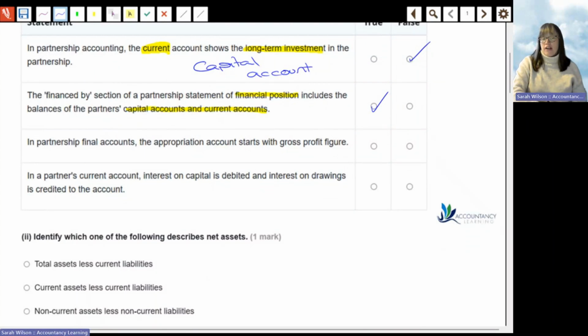In partnership final accounts, the appropriation account starts with the gross profit figure. Be careful with this one, don't jump straight in, because yes, we do need a profit figure, but the figure that we need is the net profit, not the gross profit. Gross profit is only revenue minus cost of sales, but we need to then take out all the operating expenses as well before we put it into the appropriation account. So that one is false.